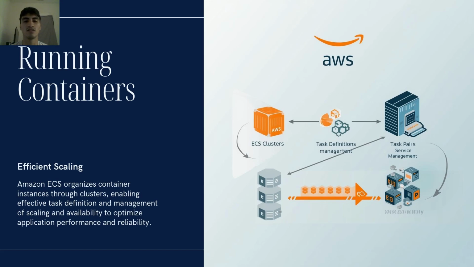Amazon ECS is responsible for running containers in AWS. Developers create clusters, which are groups of compute resources used to run containers. Within a cluster, containers run as tasks that are defined using task definitions. These task definitions specify the CPU, memory, networking configuration, and container image used by the application.